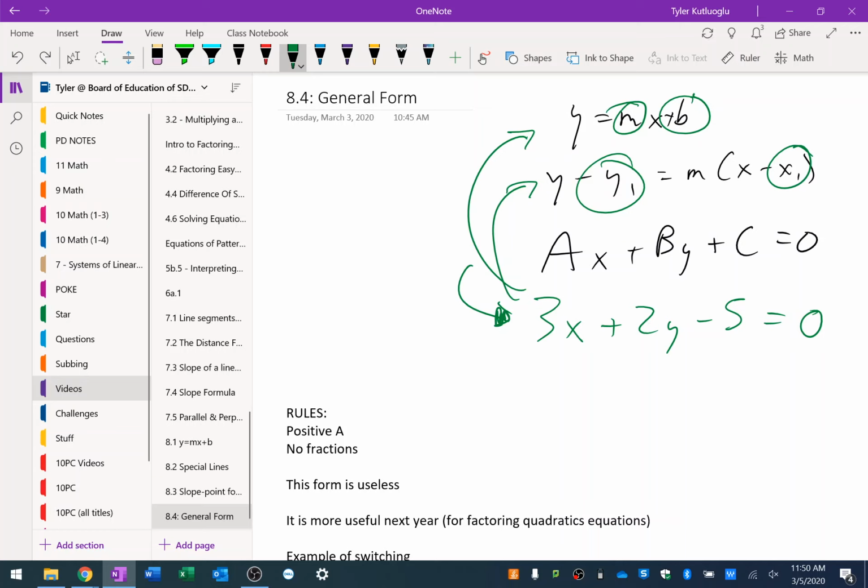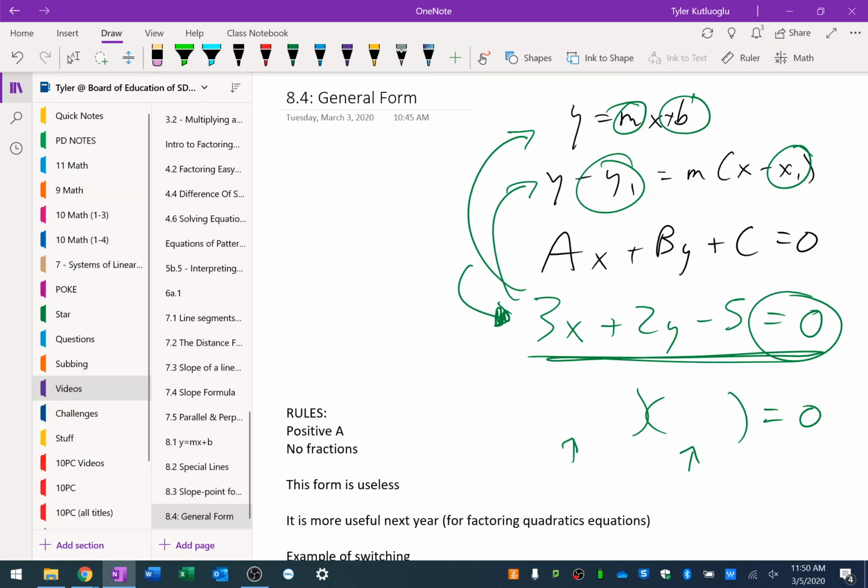This is just, honestly, in next year, it'll be much more useful because when we make it equal to 0, we can actually factor quadratics so that we can find the roots, which we did a little bit of this year, but for this year we're not actually doing that. So you need to know this, but it'll be much more useful next year.